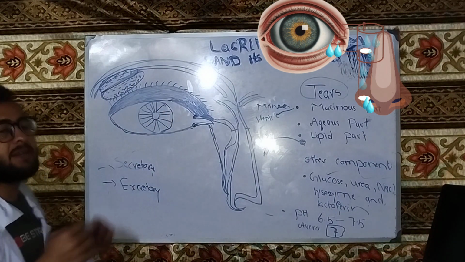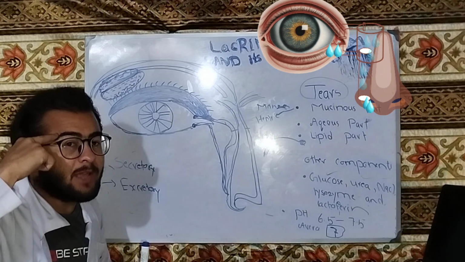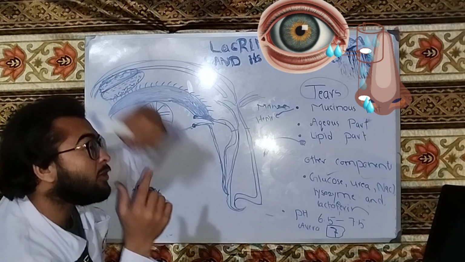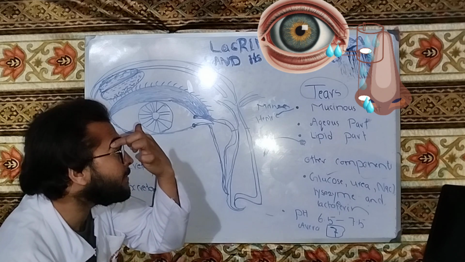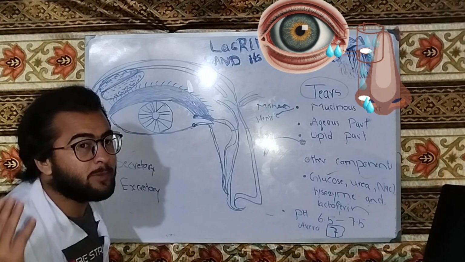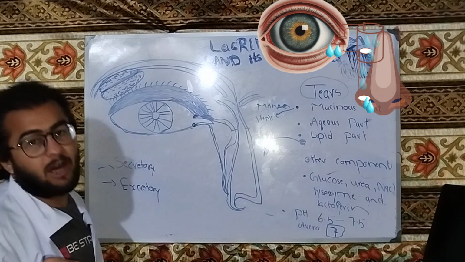The main lacrimal gland is present in the roof of the orbit, in the superior lateral wall. So this is the roof of the orbit, in the superior lateral wall of the orbit. We have the fossa for the lacrimal gland, and it is present in that region, in the superior lateral part of the roof of the orbit.